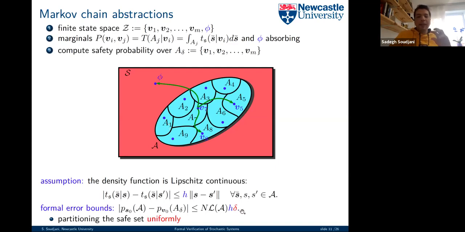If we want to reduce the error, we simply select a smaller partition set, which increases the size of the abstract Markov chain. And this helps us to partition the safe set uniformly. So for a given error, let's say you want the error to be 0.05, you put this quantity equal to 0.05, and then you pick the related delta. With respect to this delta, you put a grid on the state space. You can use, for example, hypercubes with the size of this delta, and then you get the states of the Markov chain.